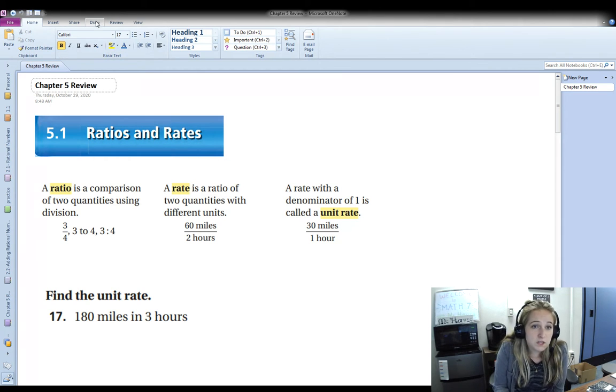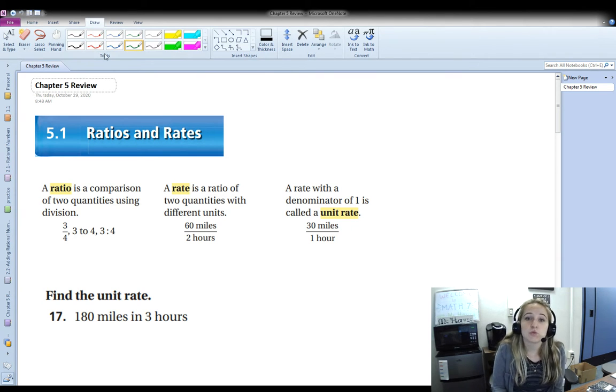Okay, so the first thing we're going to talk about is 5.1, which is ratios and rates. We're just going to remind ourselves of a couple definitions. So, first definition that I'd like you to write down is ratio. A ratio is a comparison of two quantities using division.